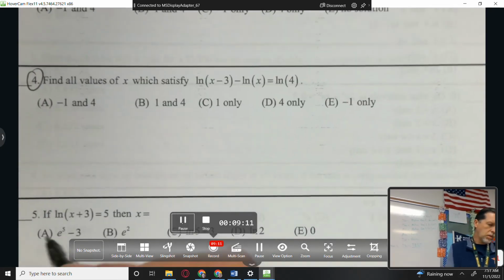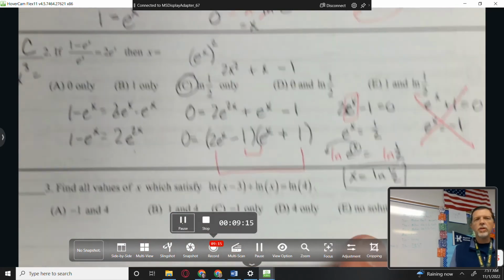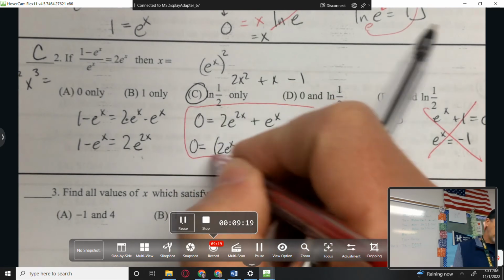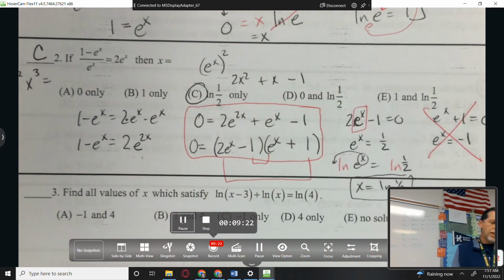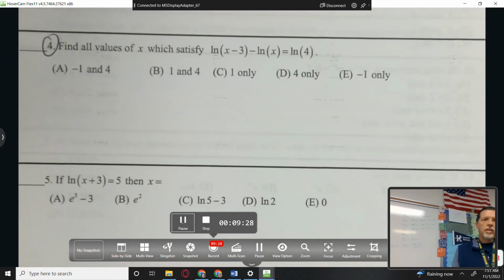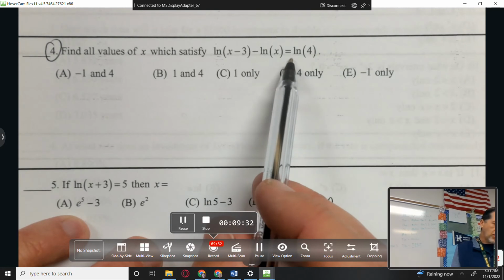Let's look at number 4. Was there any other question on number 2? So that step in there where we're factoring with e to the 2x, that is new. That's a little bit different. Number 4. Find all values of x which satisfy that equation.